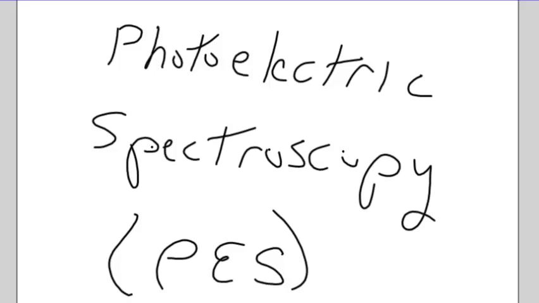This video is about photoelectron spectroscopy, or PES. Now, before we begin to talk about how photoelectron spectroscopy works or why we would want to do it, let me just show you a schematic of the instrument itself.